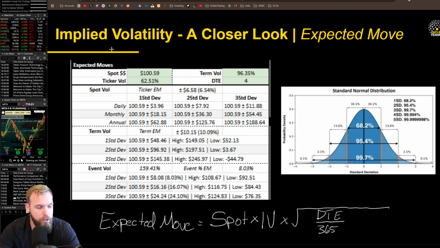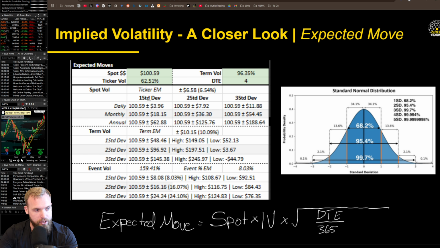So with this, we can literally calculate a ton of different views of what the expected moves might be. So here's an example where we have a spot price of 159. The ticker vol, which you know what that is now, is 62.51. The term vol is 96.35. Days to expiration is 4. So using this formula I can figure out what the expected move is for the ticker. $6.58 or 6.54% up or down. Again, it doesn't tell me which way, just up or down.